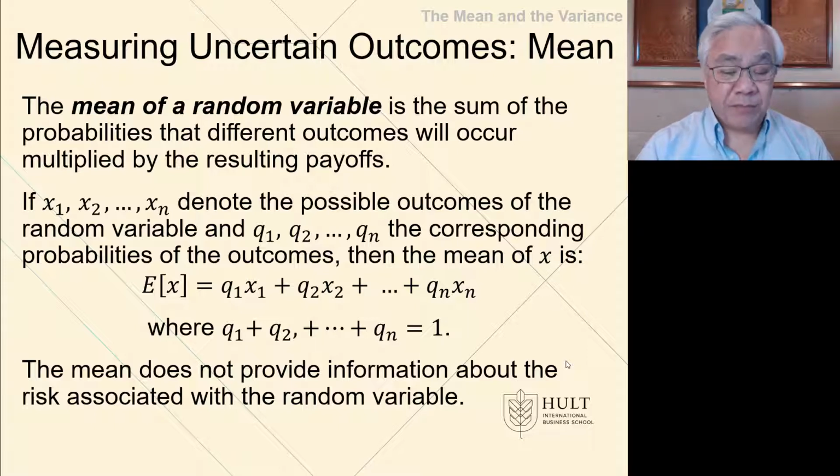The mean does not provide information about the risk associated with those random variables. Notice that in this formula for the expected value of x, if there is equal probability of all the outcomes, you simply add all the outcomes and divide by the total number of observations. But here we're allowing for differences in probabilities for each of those outcomes.